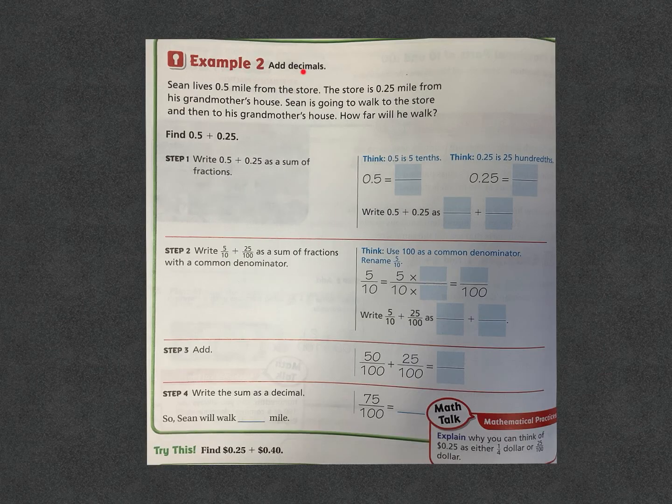Let's look at example 2. We're adding decimals now. Sean lives 0.5 miles or 5/10 mile from the store. The store is 25/100ths mile from his grandmother's house. Sean is going to walk to the store and then to his grandmother's house. How far will he walk?